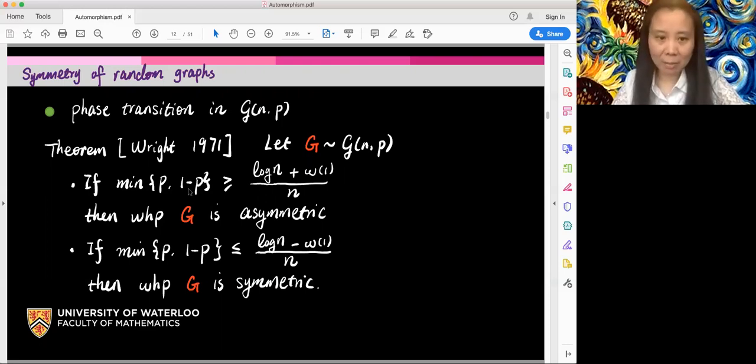So if we just think about p only going up to a half, then when p is above log n over n, G is asymmetric. And when p is below log n over n, then with high probability G is symmetric. So the phase transition occurs at the time when p is about log n over n.